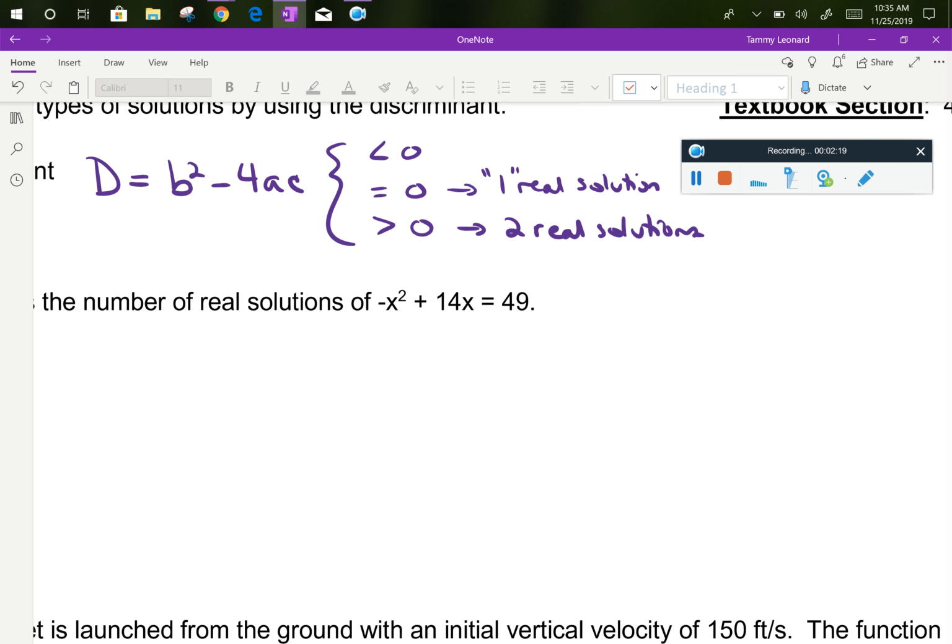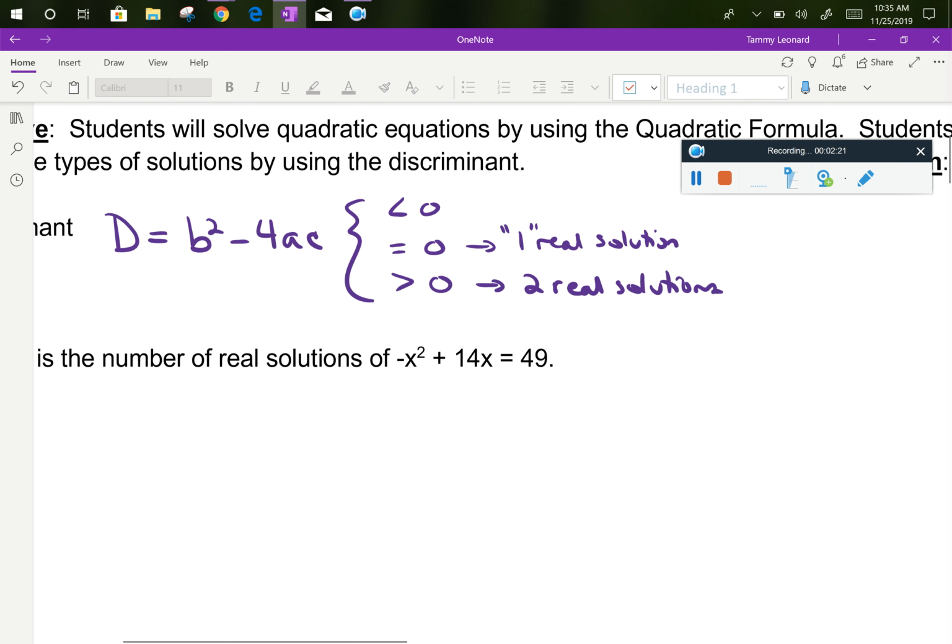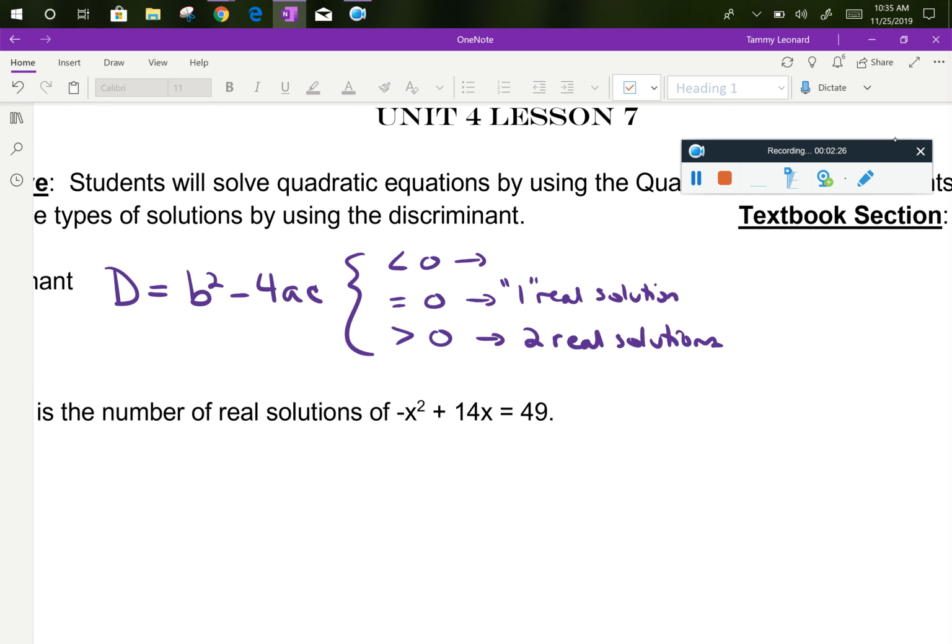And then the other scenario is bringing in our new topic, which is imaginary numbers. If the discriminant is less than 0, then we're going to say two things. We're going to say that there are 0 real solutions, and there are 2 imaginary solutions.